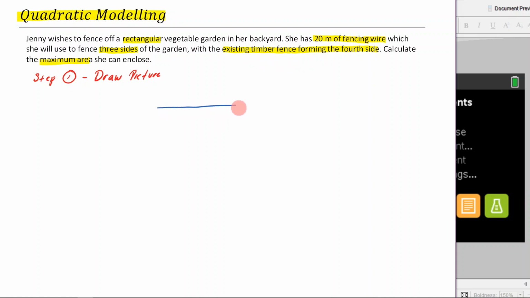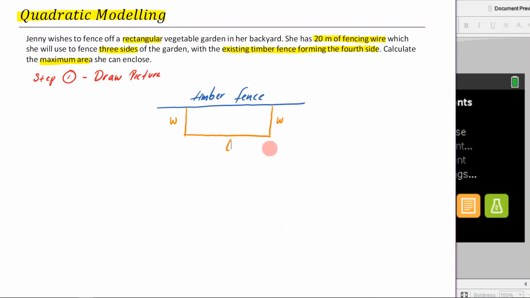So I've got this existing timber fence. So this is the timber fence that's already there. And she's going to create a vegetable garden by putting up 3 sides from here, like that. So this would be the width, this would be the width, and this would be the length. So this orange part right here, that's the wire fencing.